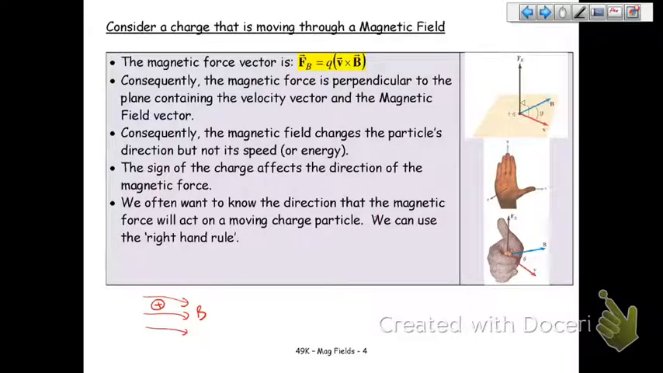Cool. So we say the magnetic force vector, F_B, is equal to q v cross B. Consequently, the magnetic force is perpendicular to the plane containing the velocity vector and the magnetic field vector. Consequently, the magnetic field changes the particle's direction, because when you get force at 90 degrees to the direction of motion, you go into circular motion. The sign of the charge affects the direction of the magnetic force. We often want to know the direction of the magnetic force acting on a moving charged particle. We can use the right-hand rule, and we just did all that. Notice v cross B is not the same as B cross v. Opposite answer.